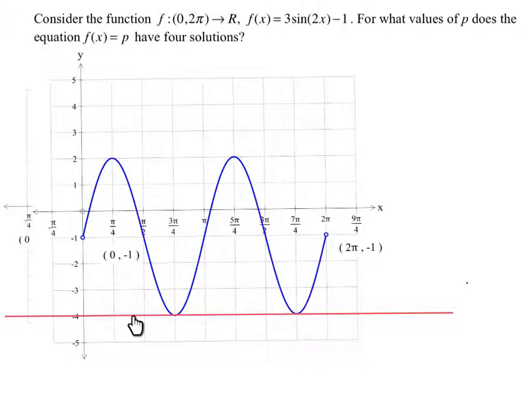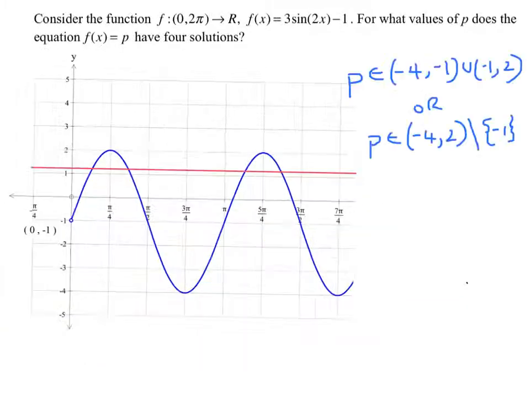So we've identified here that p can take any value between -4 and 2, excluding -1. So p belongs to the open interval from -4 to -1, or between -1 and 2. Another way you could write this is to say that p is any value between -4 and 2, excluding -1.